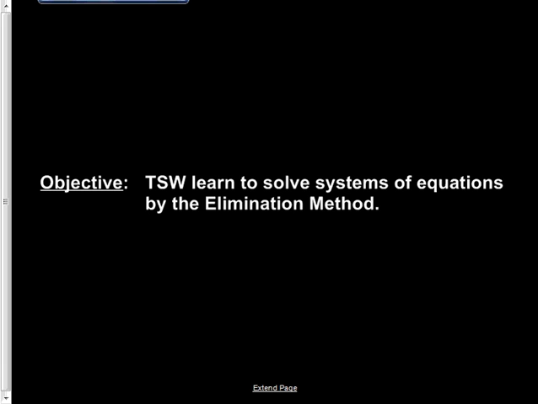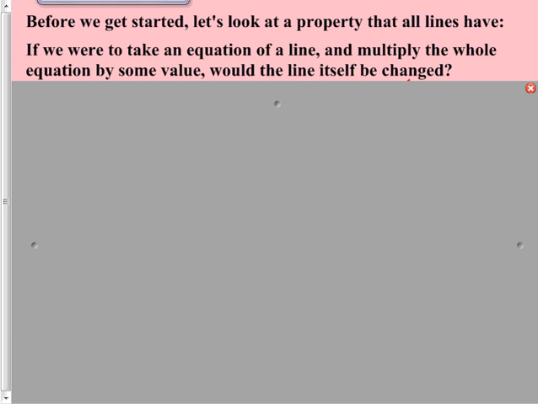Now what you're going to see with the elimination method is just like with substitution. We're going to have a series of steps that we're going to need to memorize. But before we get to that, let's look at a property that all equations have. Okay, on my notes there it says look at properties that all lines have, but it's actually a property for any equation.